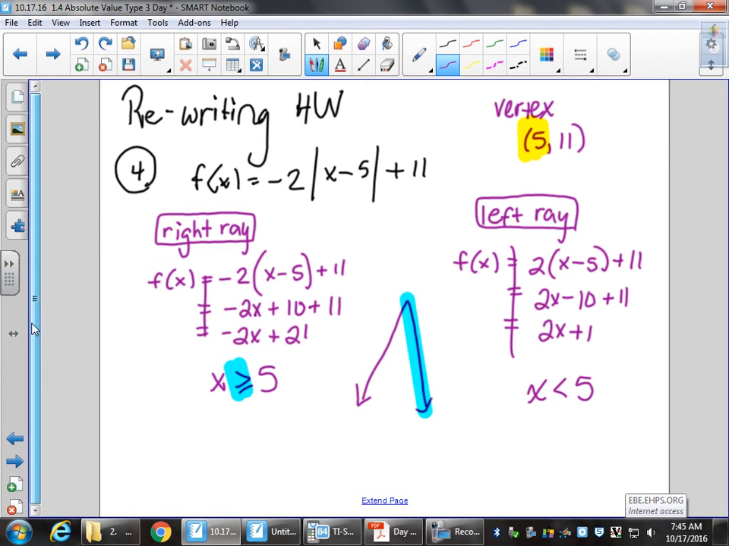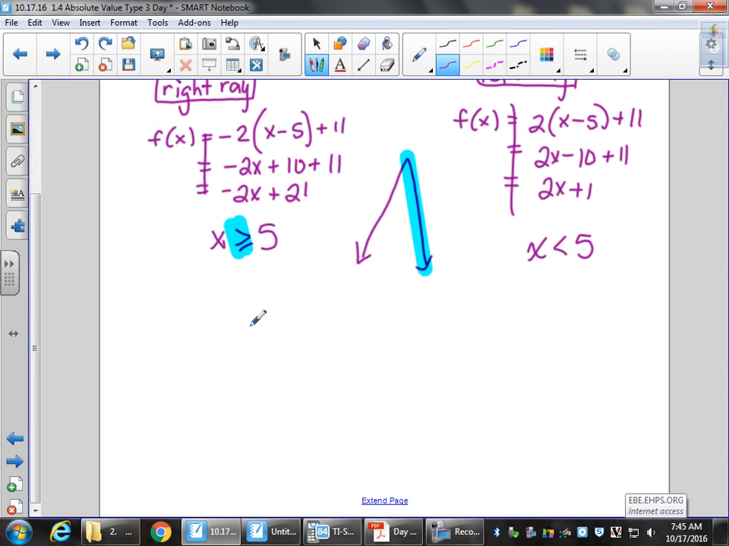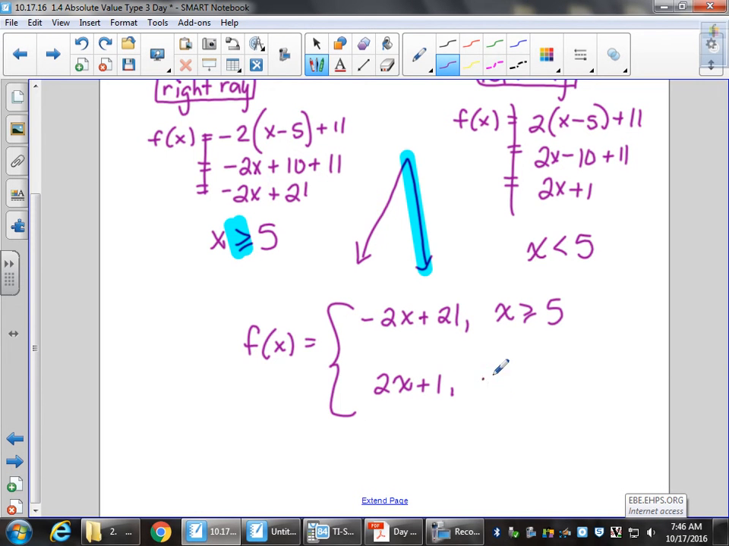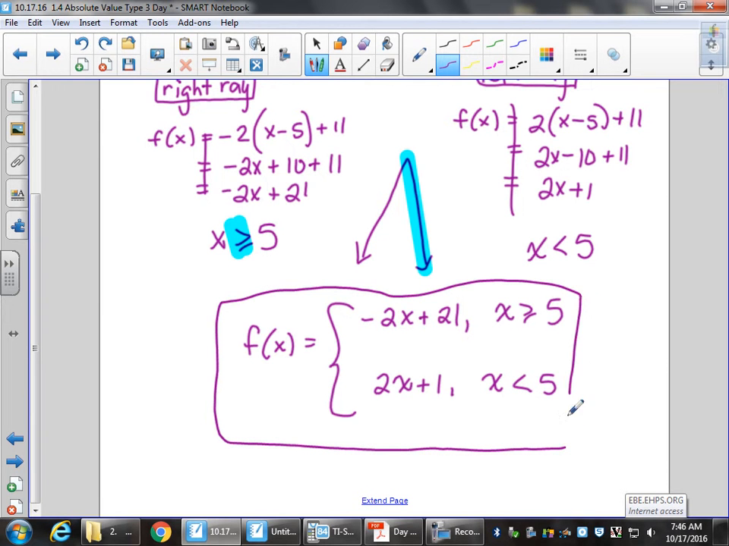So now our only job is to put it together. So f(x) equals -2x + 21, x greater than or equal to 5, and then 2x + 1, x less than 5, and we're done. Good? All right, let's check number 5.